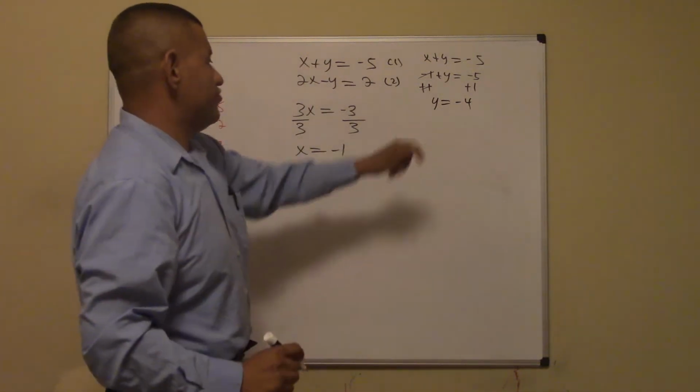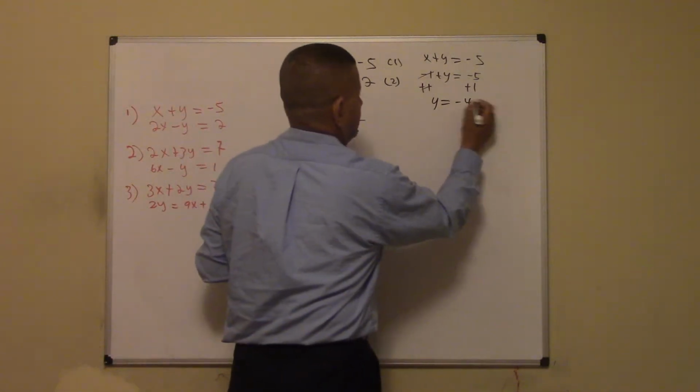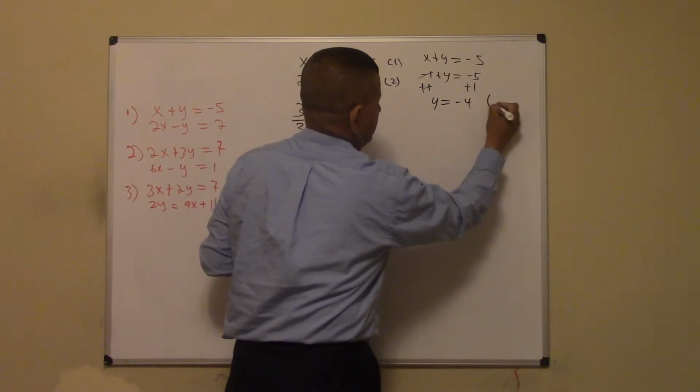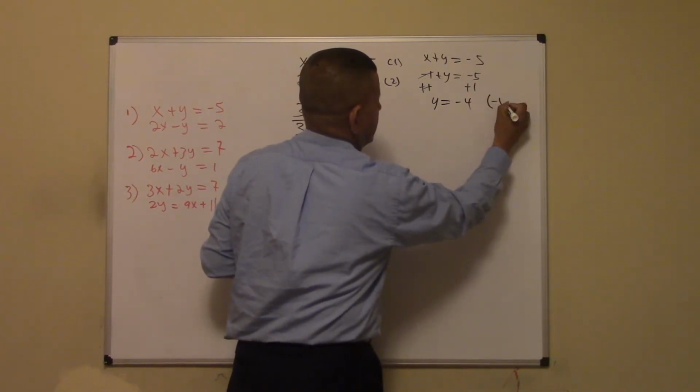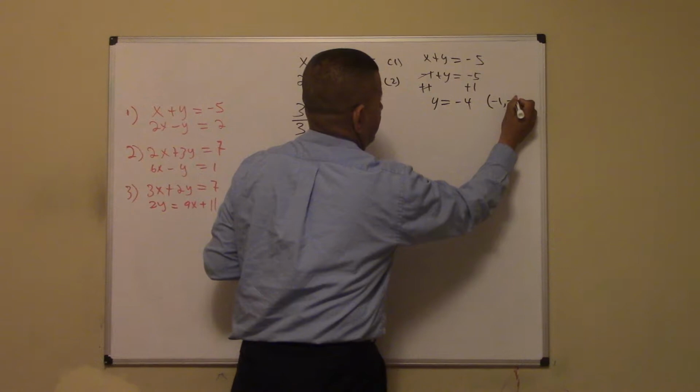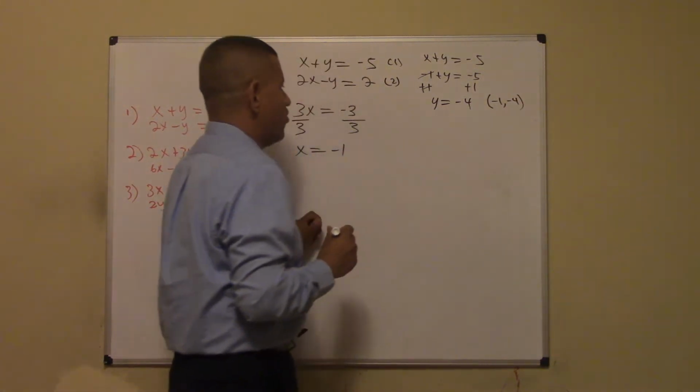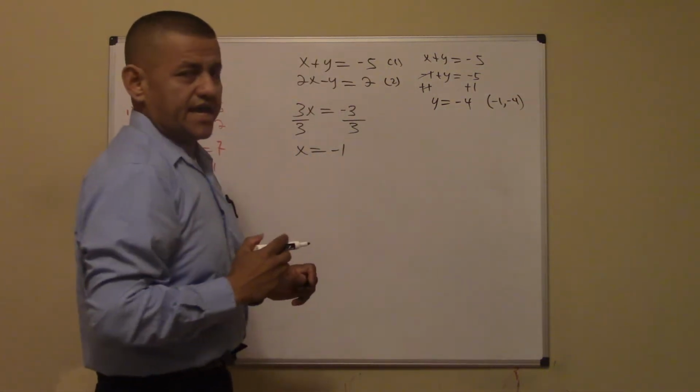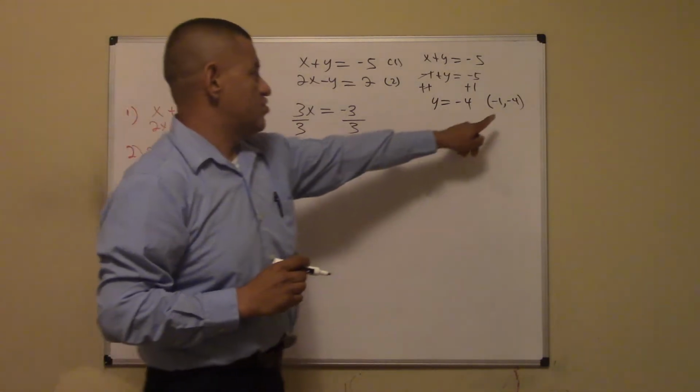So now I have the two values right here. So the solution for this is going to be negative 1, comma, negative 4. Now the question is, how do I check if the answer is correct? If this solution is correct, right?